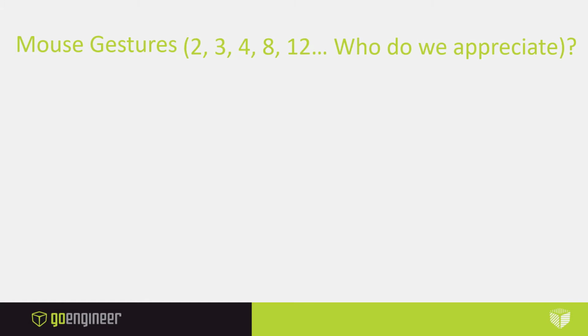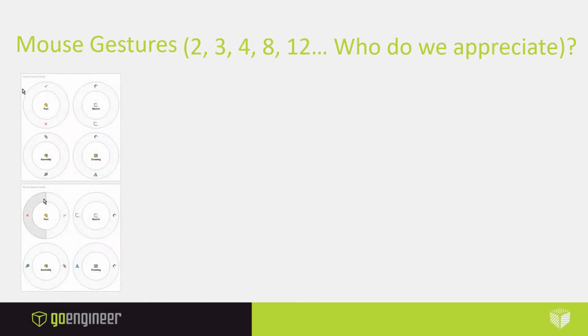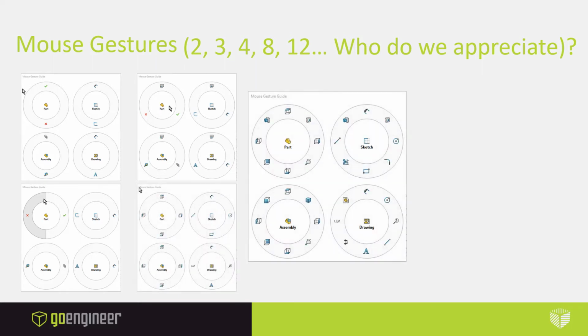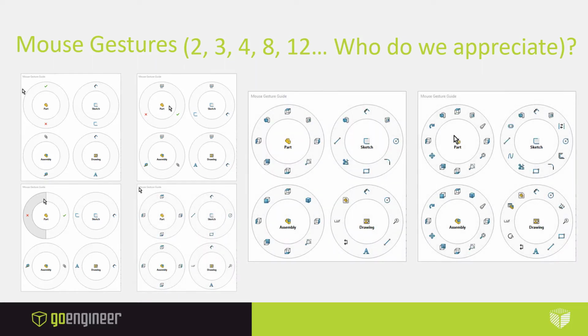Mouse gestures: 2, 3, 4, 8, 12. Who do we appreciate? Well, what is a mouse gesture? It's a right mouse sensitive menu, and we have the ability of setting up 2 icons, 3 icons, 4 icons, 8 icons, or 12 icons. And by doing a right pick drag, we're going to get these different circles on our screen that have icons in it that are available to us as we work.